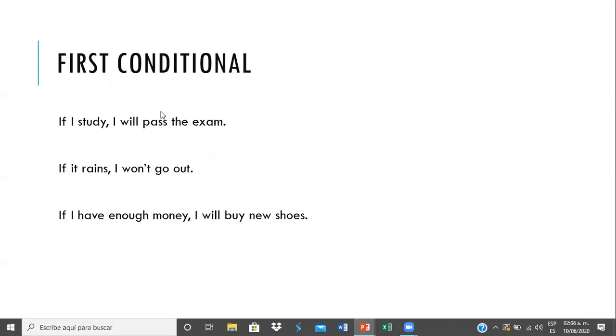Possibility, consequence. If it rains, what's the consequence? I will not go out. Possibility: if I have enough money, I'll buy new shoes. So that's the first conditional.